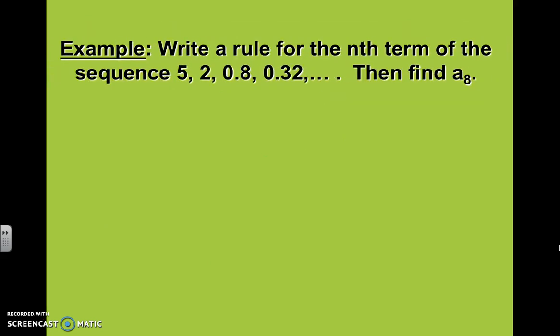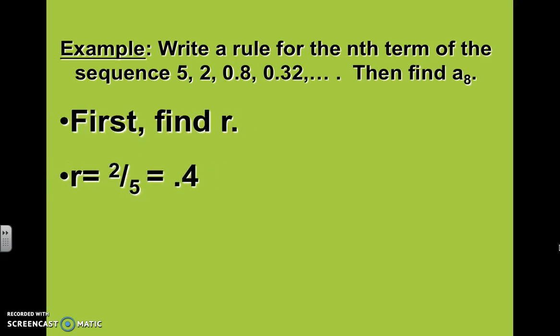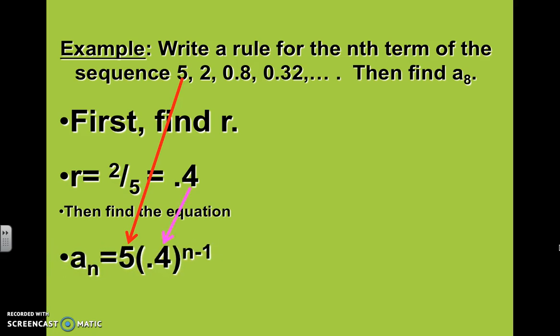And next, this is the last thing here, we're going to write a rule for the nth term of this sequence and find a sub 8. So we should be able to figure out that this is a geometric sequence, just like it's an exponential function, because it has a common ratio. Let's find the common ratio. Just pick a number and the number before it, so you can't start with 5, you have to start with one of the others, and divide it by the number before it. In this case, 2 divided by 5 is 0.4. So we have a common ratio of 2/5 or 0.4. You can use either of those. Now we find the equation. 5 will get plugged in for a sub 1, r will get plugged in for r, and so this is a sub n equals 5 times 0.4 to the power n minus 1.